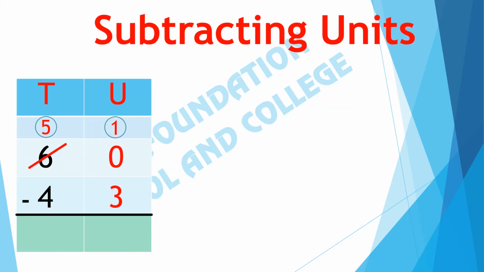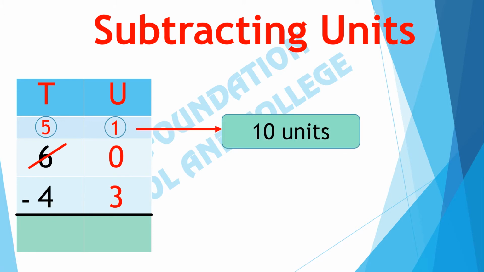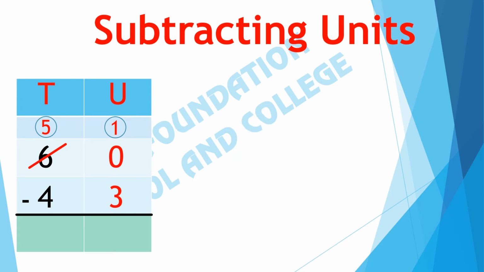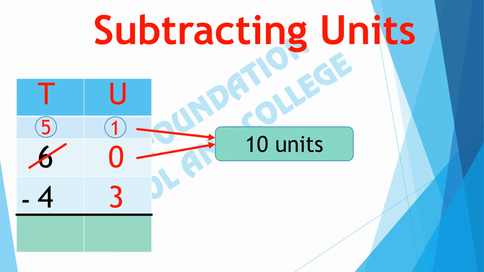Now we can easily subtract 3 units, as 1 ten means 10 units and there are 0 units we already have. So 1 ten and 0 units means 10 units. 10 units we have there. Now we can easily subtract 3 out of 10 units.